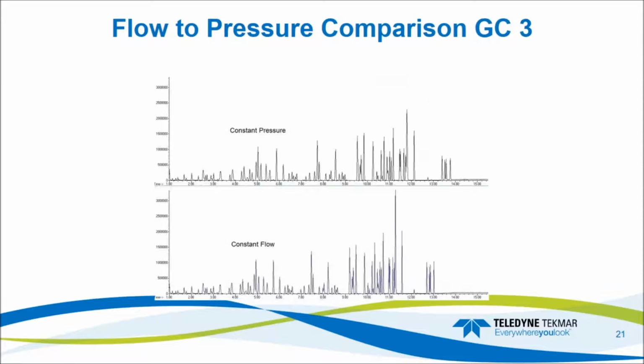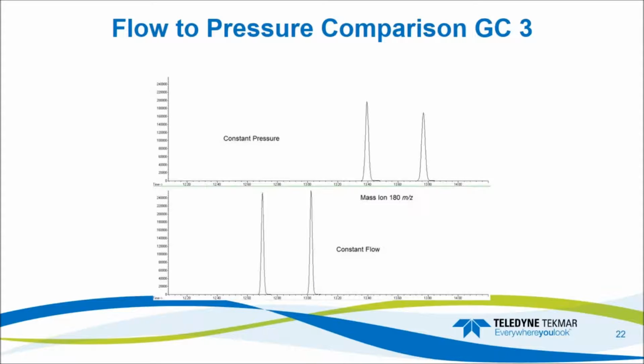Moving on to GC number 3, same thing, constant pressure. This used the 624 column, and as you can see, the hexachlorobutadiene is separated out here, but we still saw the same effect with the constant pressure. These later compounds come out a little bit later on the column. And again, looking at the mass 180 for those 2 trichlorobenzenes, we do see a broadening of the peaks like we saw in the other 2 GCs.